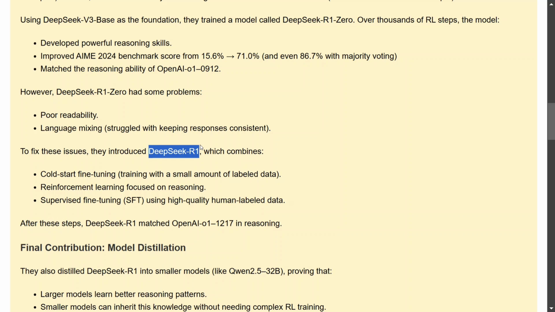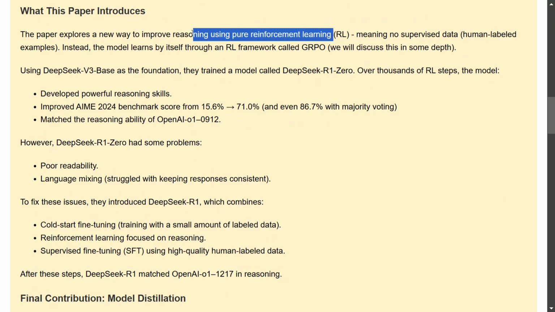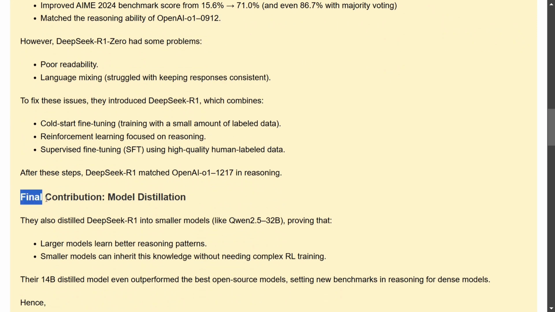I will be explaining everything in detail. I'm just talking about the introductory part of the paper, so no worries. So basically, they figured out that reinforcement learning is the way to go to improve reasoning. And one more contribution the paper has made is model distillation. As the DeepSeek R1 models are quite huge, I think 670 billion parameters, they tried to transfer the reasoning knowledge of these models to smaller models like Qwen 2.5 32B. There are other models also. A distilled version of Qwen 1.5B is also present.